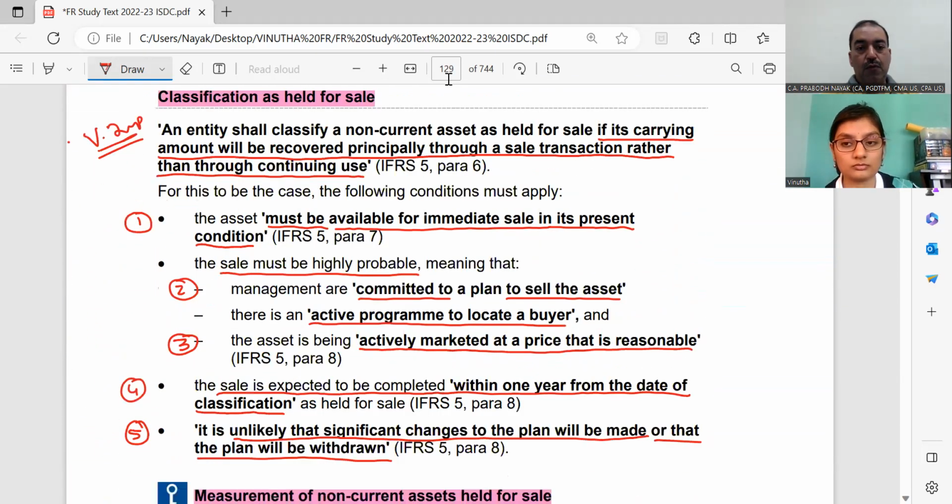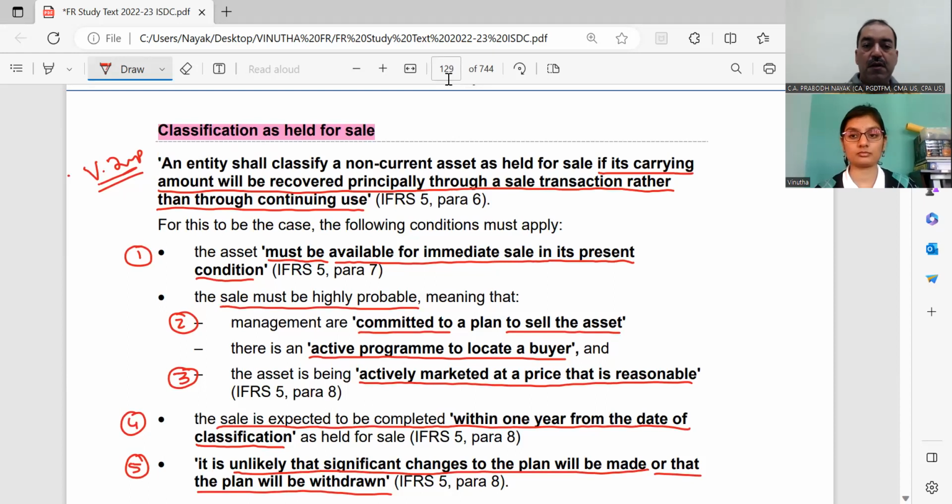Now, when will an asset be classified as held for sale? An entity shall classify a non-current asset as held for sale if its carrying amount will be recovered principally through a sale transaction rather than through continuing use.